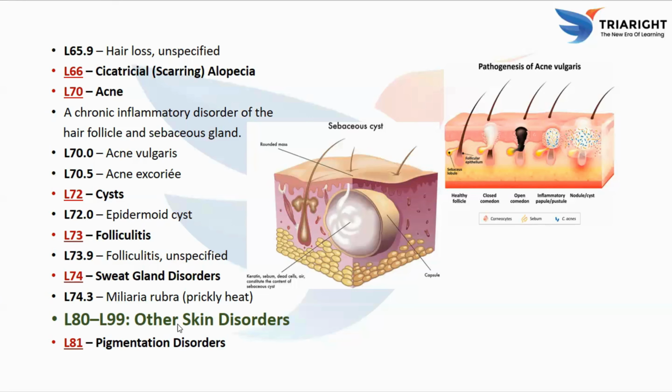So next coming to L74 category, it is about sweat gland disorders. These are the conditions affecting the eccrine sweat glands. This is caused by the blockage of sweat ducts in a hot humid environment. These are tiny red itchy bumps which lead to a burning or prickling sensation.